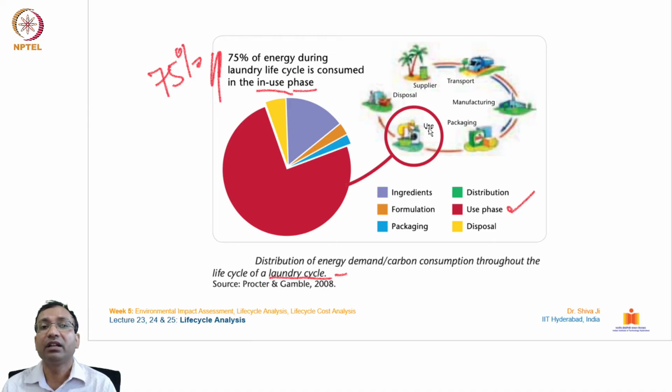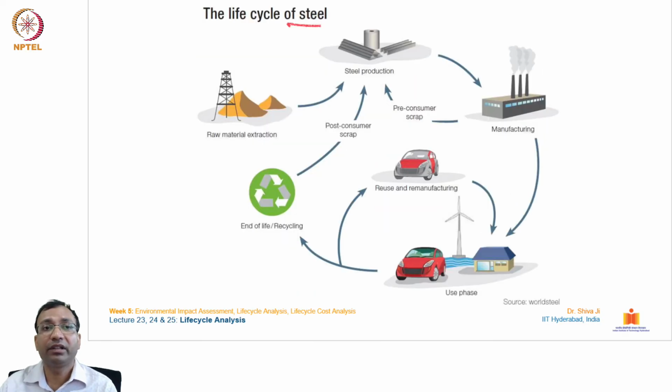We should conduct this LCA, because it tells us how much embodied energy, how much usage energy, and how much impact at the end of the life cycle stage is going to be created, for example resource consumption, energy consumption, etc. So let's see the next example: the life cycle of steel.